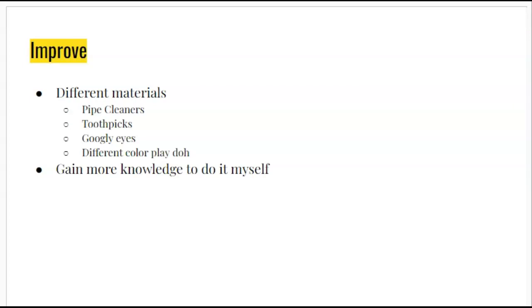To improve, I would provide my students with different materials: pipe cleaners, toothpicks, googly eyes, different color Play-Doh, just allowing them to choose what materials they wanted to use to create their insects and to add to their insects. I only used the materials provided by the kit, but I would definitely supply more to my students. I would also like to gain more knowledge to do it myself. I did follow along with the example in the kit, but I want to make sure that I have a strong foundation going into this project before giving it to my students to do by themselves.